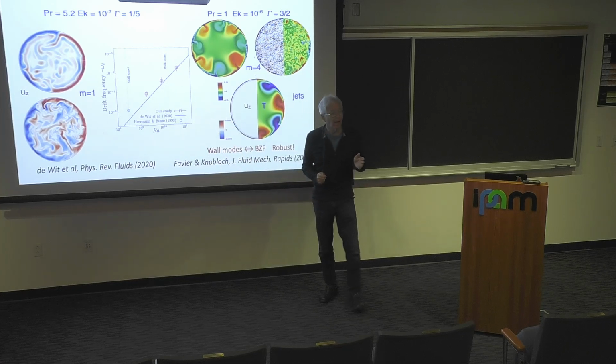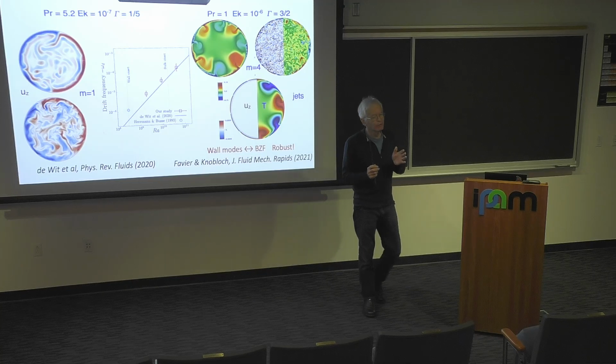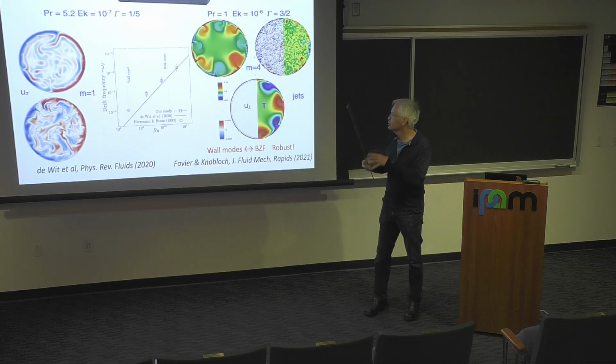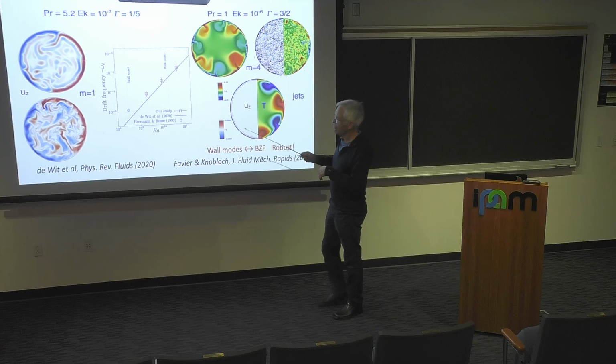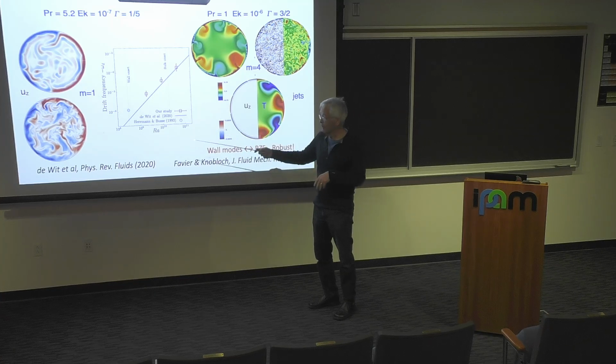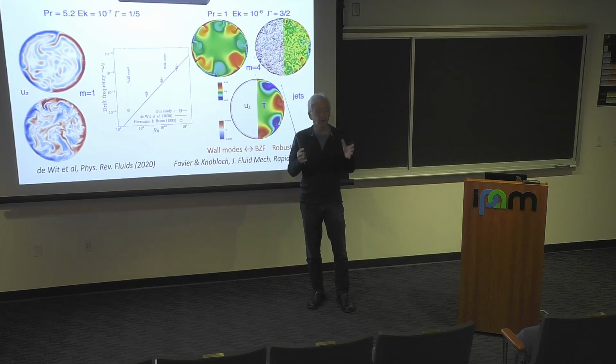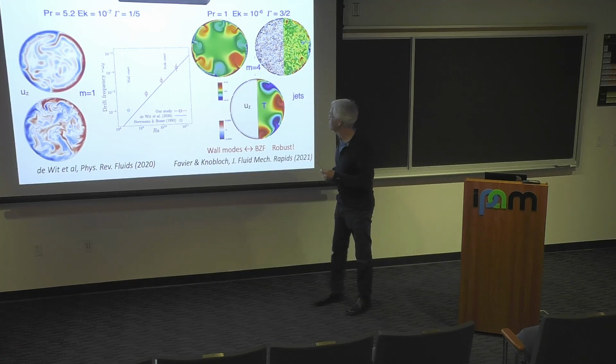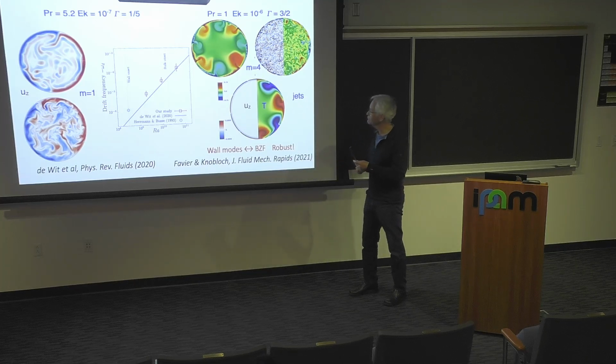And to be clear now, I call the boundary zonal flow the structure of the wall mode once it's interacting strongly with the bulk mode. So I think there is a differentiation.